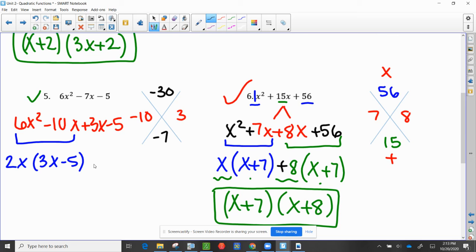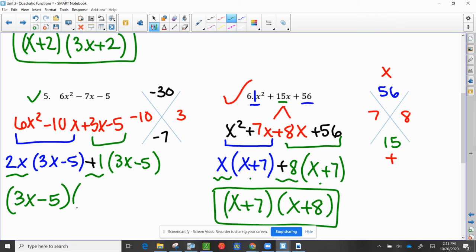Again, I'm going through this one kind of fast since you already did it. The only thing I can take out of that second factor is a 1, because they don't have anything else in common. My parentheses match, so 3x minus 5 is a factor. 2x plus 1 is a factor.